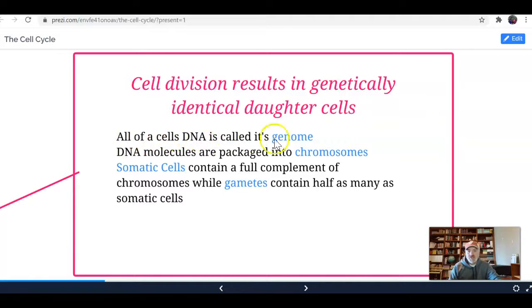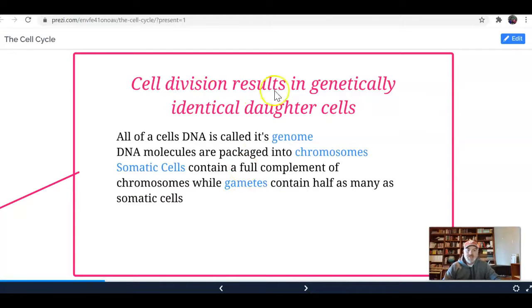All of the cells in your DNA, which is called your genome, DNA molecules are packaged into chromosomes, and somatic cells contain a full complement of chromosomes. Mitosis is going to occur in all of those somatic cells in your body, which is every cell in your body except your gametes, which are your sex cells. That is where meiosis takes place, and we'll talk about it more later. So all of the somatic cells in your body are going to undergo mitosis. Gametes will undergo meiosis, and we'll talk about meiosis, probably not until January.